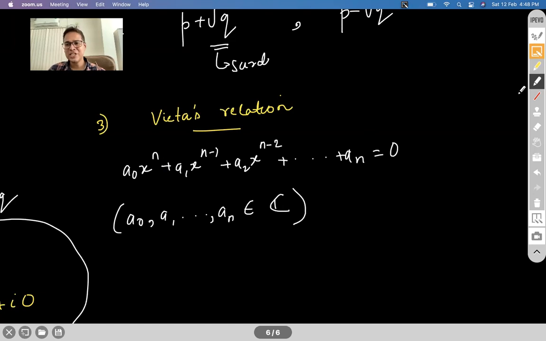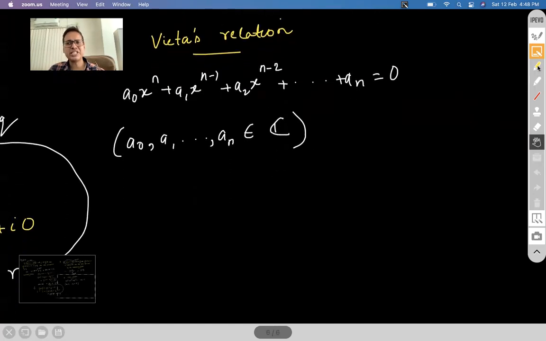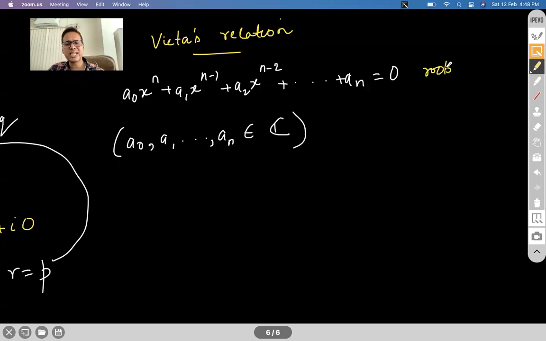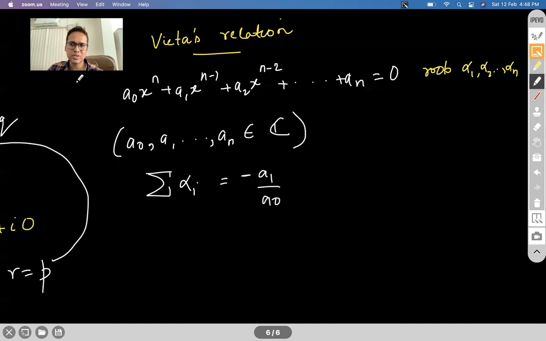So Vieta's relation will work even for those polynomial equations where the coefficients are complex in nature, need not be real. Okay. So Vieta, an Italian mathematician, figured out that if this particular equation has roots alpha 1, alpha 2 till alpha n, let's say, then the sum of the roots, which I will write as summation alpha 1, will be minus a1 by a0. Now again, alpha 1, alpha 2, all of them need not be real. Some of them may be complex also. And the product of two roots at a time will be plus a2 by a0.